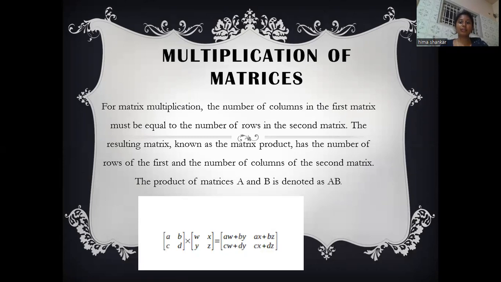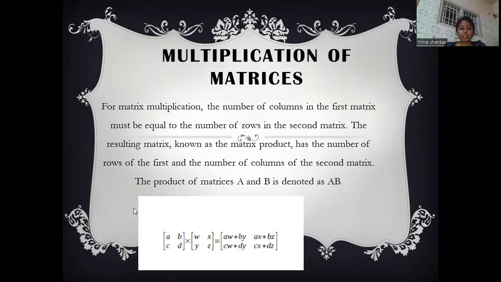And then we move on to the multiplication of the matrices. Multiplication of matrices seems a bit complicated, but it's very easy to do. For matrix multiplication, the number of columns in the first matrix must be equal to the number of rows in the second matrix. The resulting matrix, known as the matrix product, has the number of rows of the first and the number of columns of the second matrix.